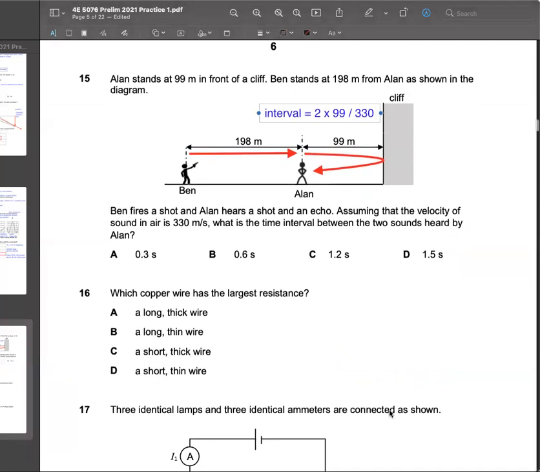Interval is the time difference between first sound and second sound. Oh, bro, I didn't know that.